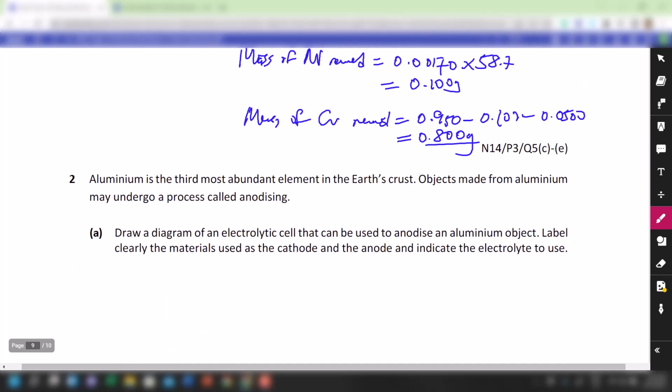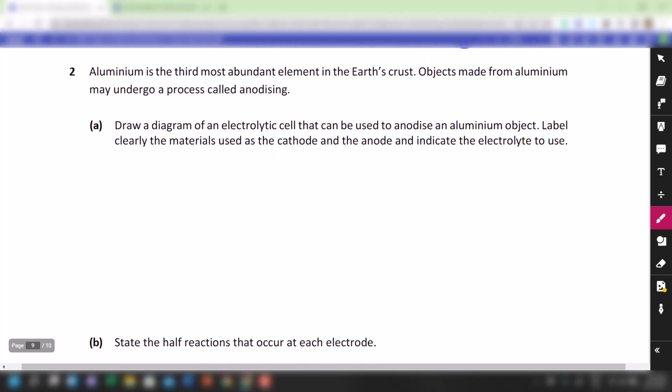Next we'll move on to question 2, where we are working on anodization. So we have aluminium, the third most abundant element in the Earth's crust. Objects made from aluminium may undergo a process known as anodizing. We are supposed to draw a diagram of an electrolytic cell that can be used to anodize an aluminium object. Label clearly the materials used as the cathode and anode and indicate the electrolyte used.